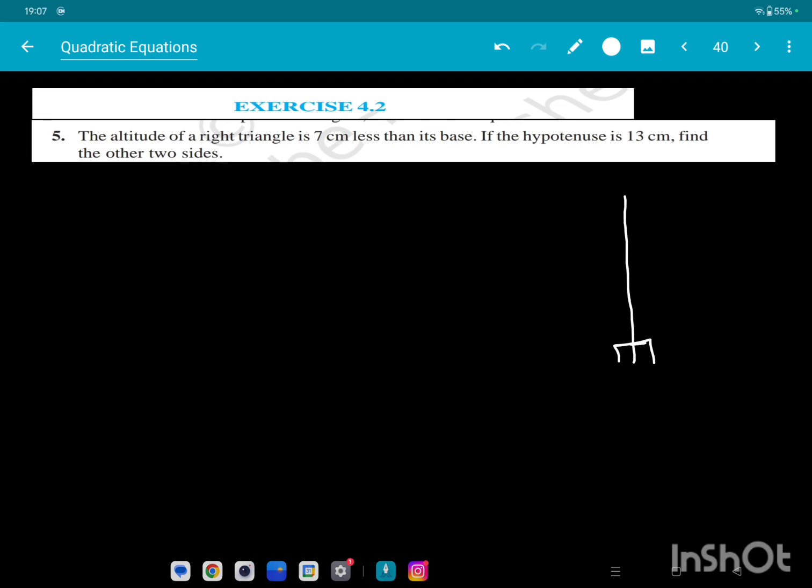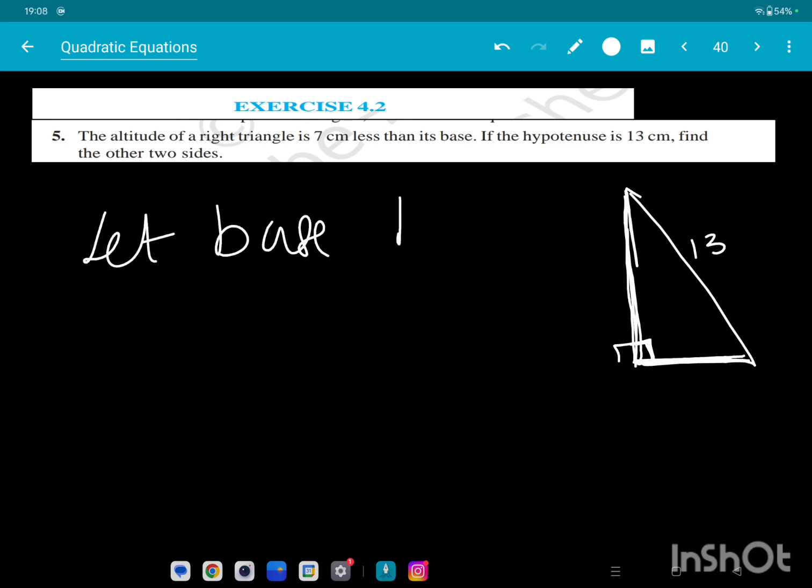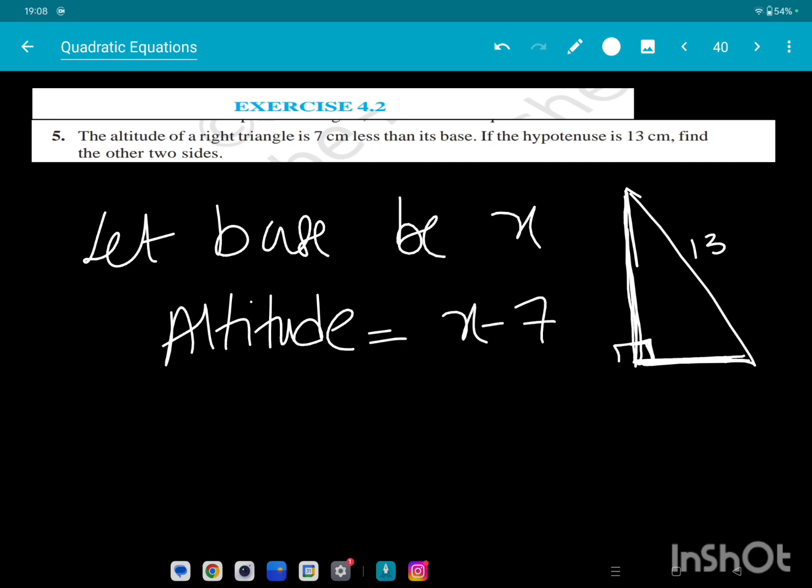Altitude is nothing but the 90 degrees, so we know that it is a right angle triangle. So I will write a right angle triangle here. If the hypotenuse is 13 centimeters, it was given hypotenuse is 13 centimeters, find the other two sides. Let base be x, and then what is the value of altitude? Altitude is 7 centimeters less than its base, which means x minus 7. So this value is x minus 7 and this is the x value.